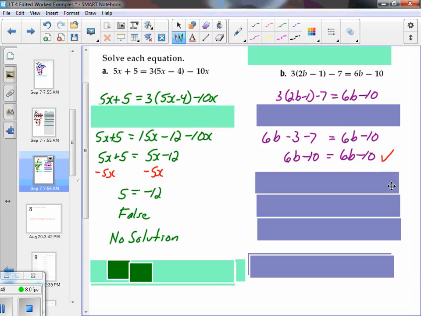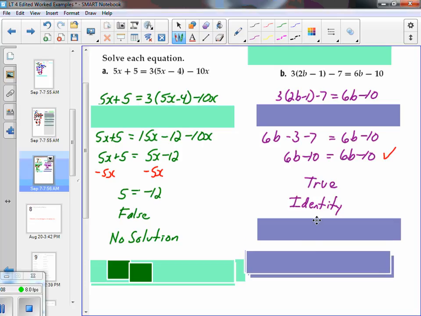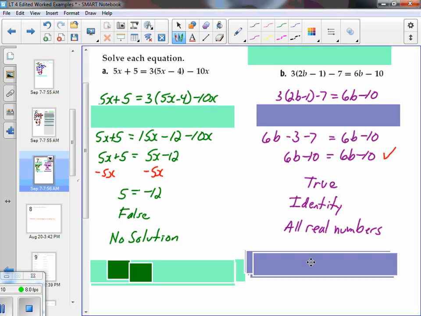Look at what you just wrote down. Something weird's about to happen again. Because when I subtract 6b from both sides, I get negative 10 equals negative 10. Or even before I do that, it's the exact same thing on each side. It's all solutions. It's called an identity. That means all numbers are solutions. You can replace b with any number and you will get a true statement.